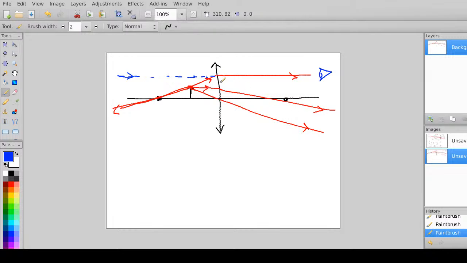Okay, and then there's this other ray here. And your eye thinks that it's coming from back here like this. And I'm not doing too good a job. This should have gone, hold on here. All right.